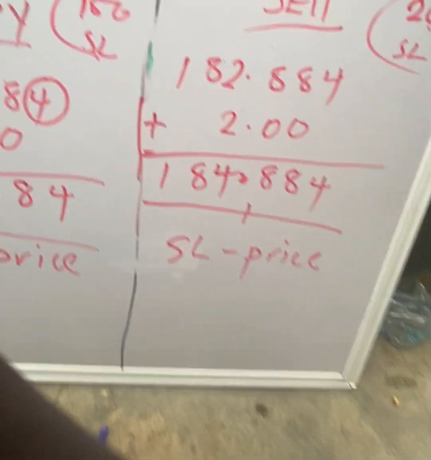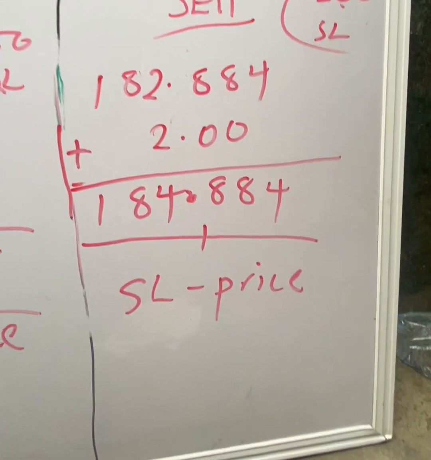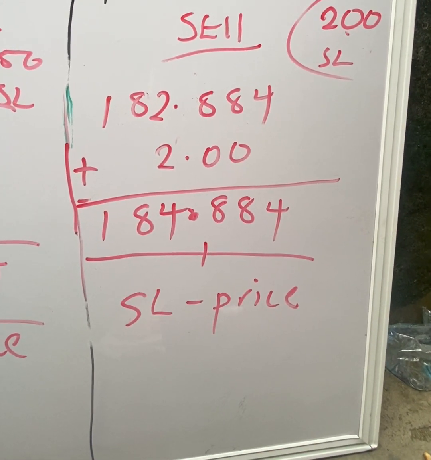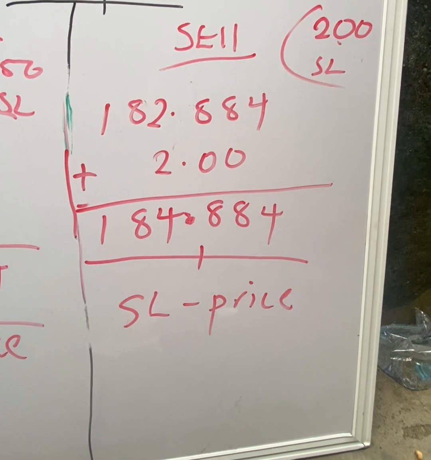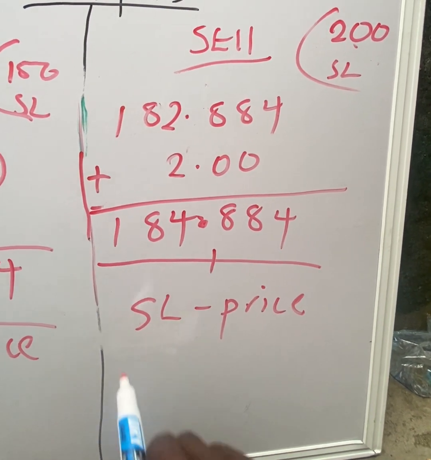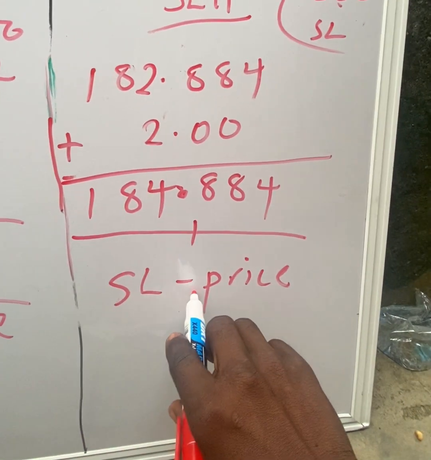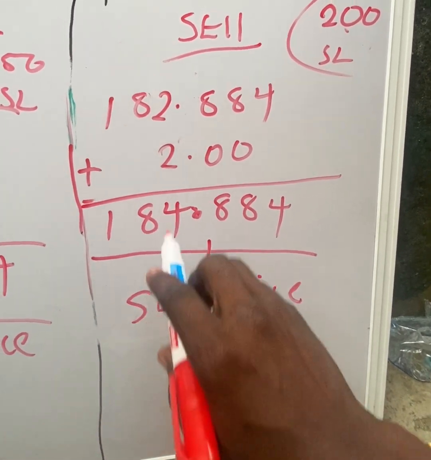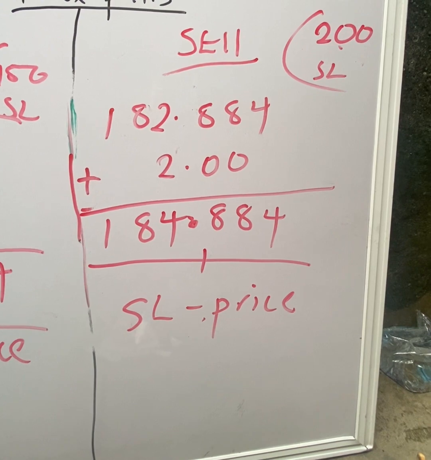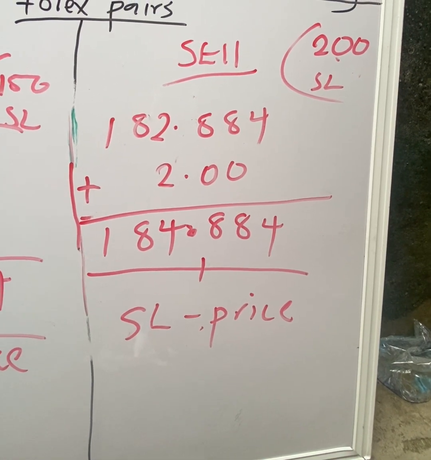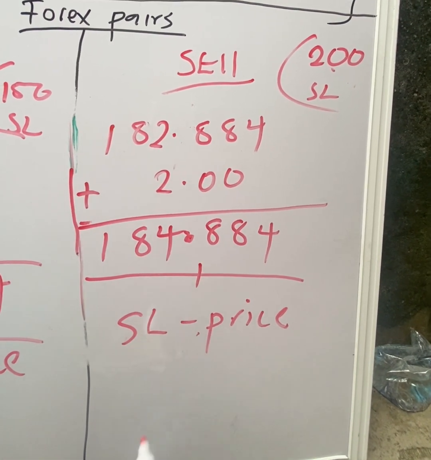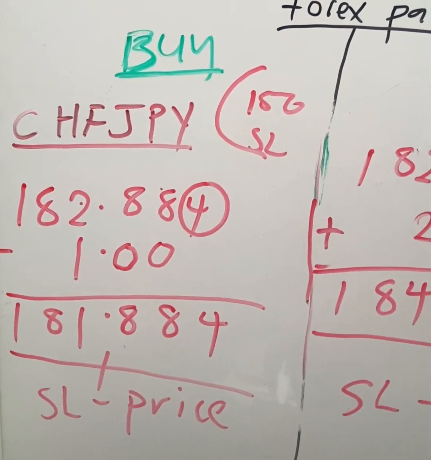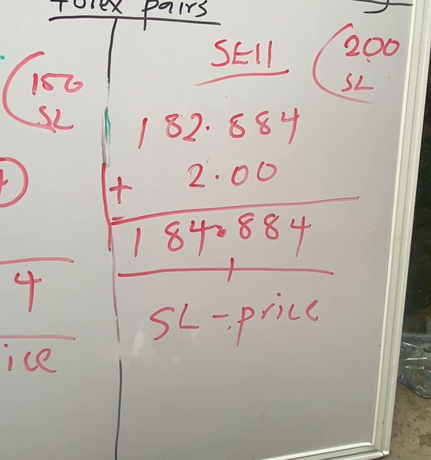You have to know all this very well. This is the SL price for 200 pips. So that's it. Whenever you're selling, you add. Whenever you're buying, you subtract. So you can see the difference now.